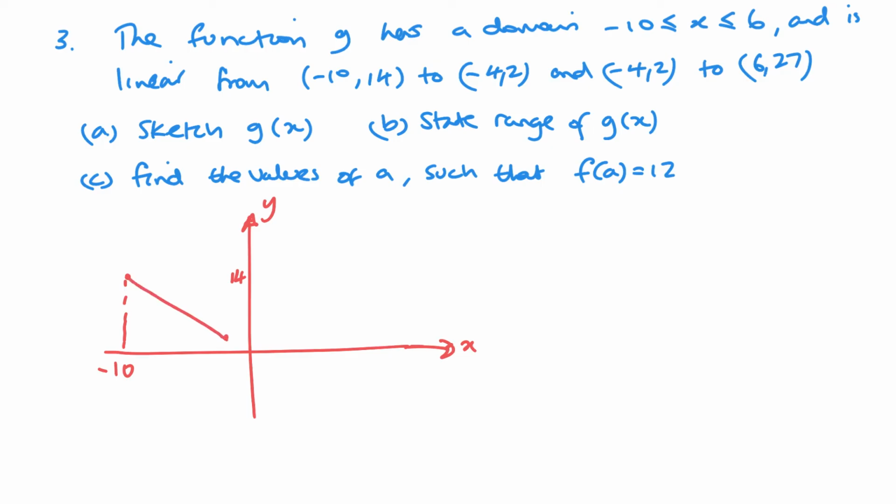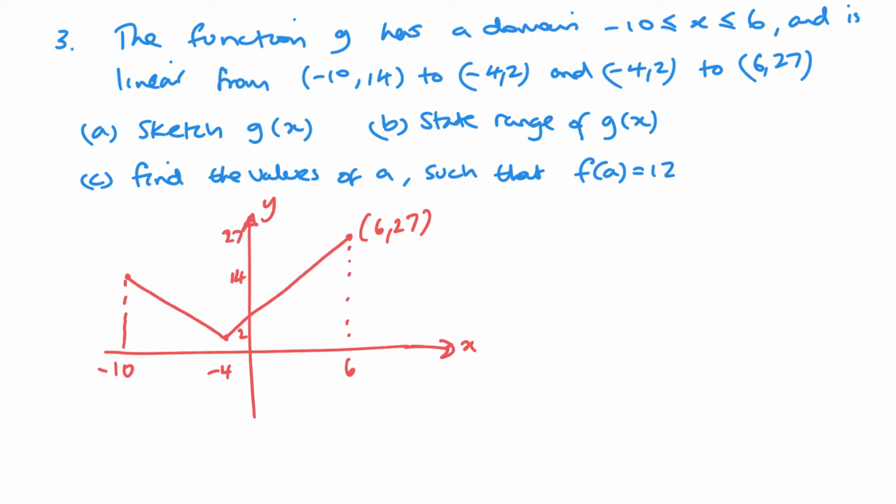It's linear, joining those up. So that's at 2. Sorry, that one's at negative 4. This one's at 2 there. And then we go from that point, minus 4, 2, up to 6, 27. So something like this. Okay, and that is essentially the sketch on my graph.